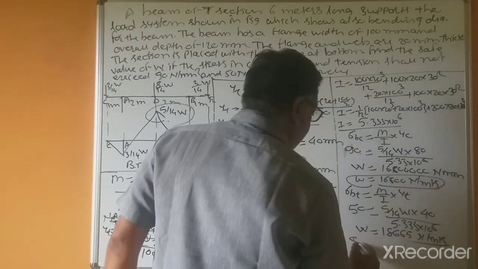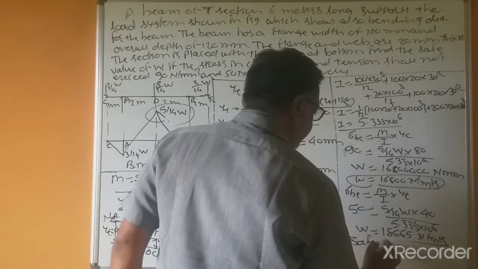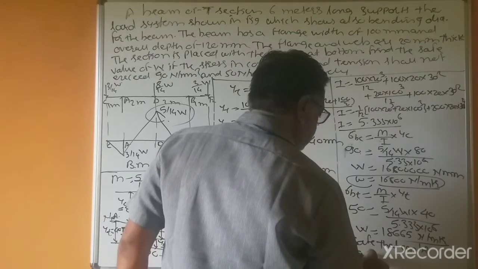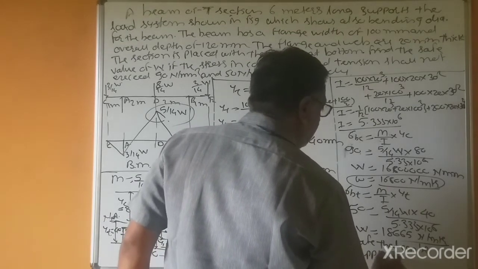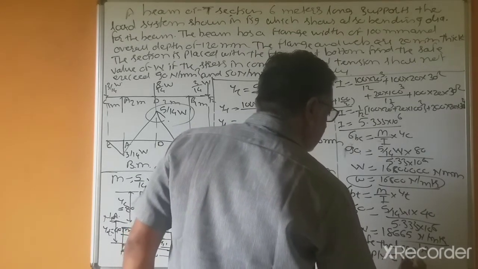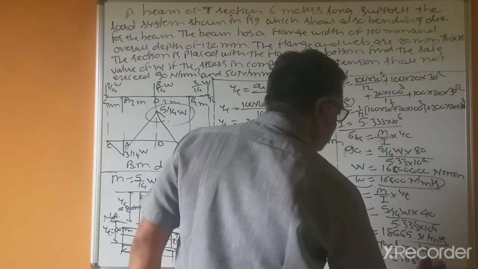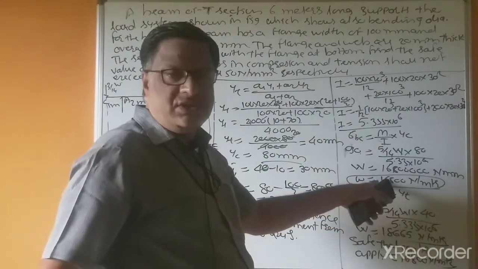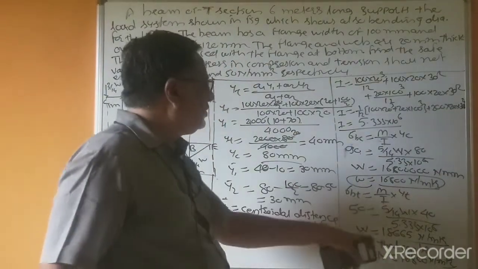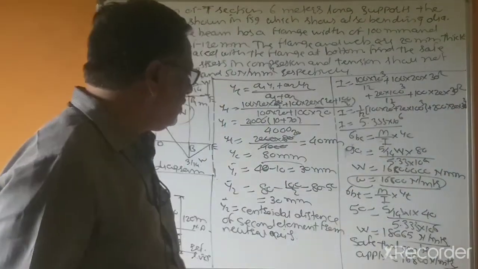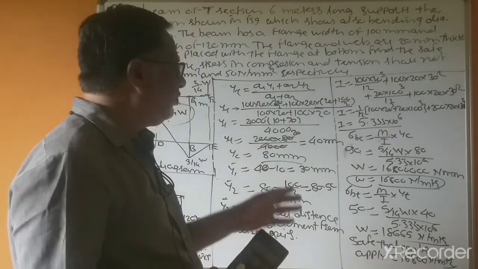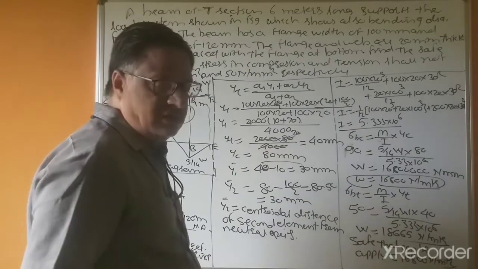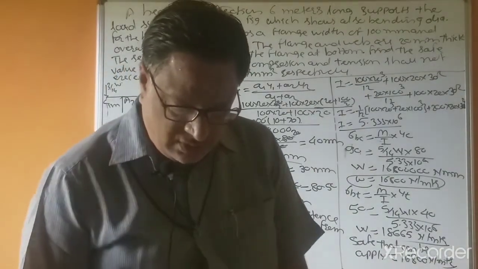So that's why the safe load that can be applied is equal to whichever is lower, because otherwise, if we apply the higher load, there may be failure. So apply 16,800 newtons, or 16.8 kilonewton per meter, as the load. This is the maximum load that can be applied.